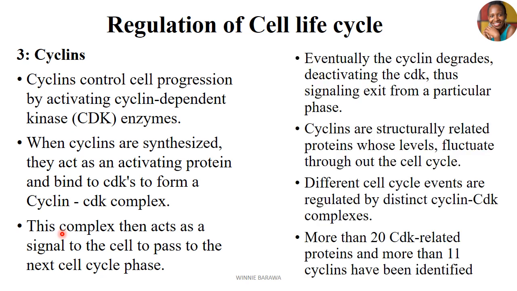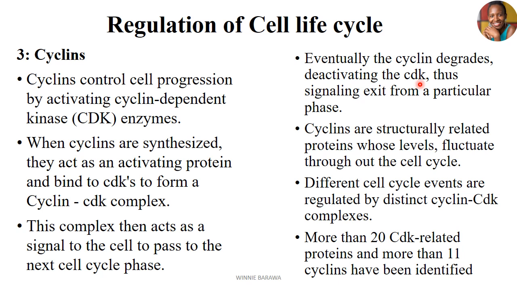So here we have a complex, and this complex allows our cells at their different levels to be activated and move to the next stages. We are told that these cyclins, after they have completed their work, will normally degrade, and then they will deactivate these CDKs, hence signaling exit from a particular phase. So maybe we are in G1 and you need the cell to move to S phase.